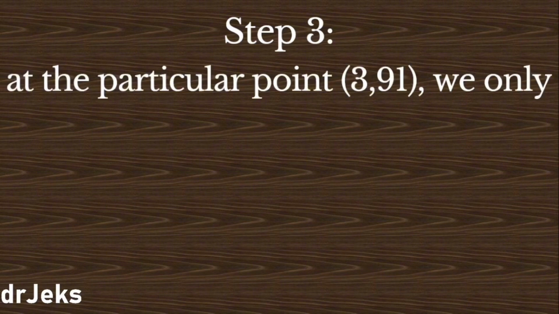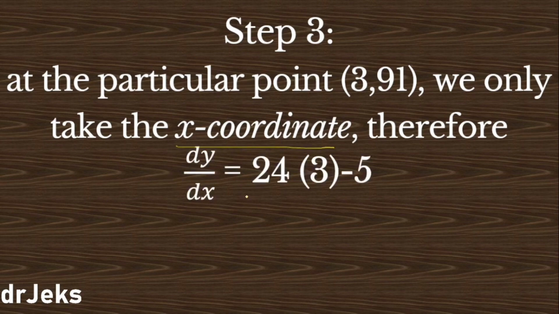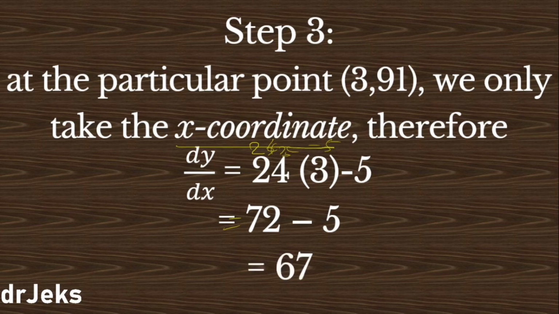Then the third step now, at the particular point (3, 91), we only take the x coordinate. Remember, it is a good point to know that only the x coordinate is the one which is important. So since we've already calculated our derivative, we found it to be 24x minus 5. So we only need to substitute where there is x with our corresponding value of x in the point, which is 3. So it will be 24 times 3 minus 5, which will give us 72 minus 5, giving us 67 as our final answer.